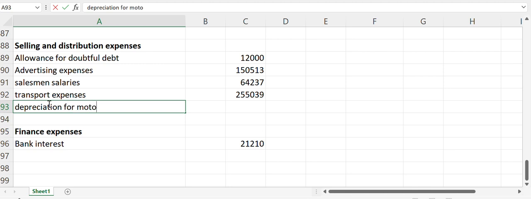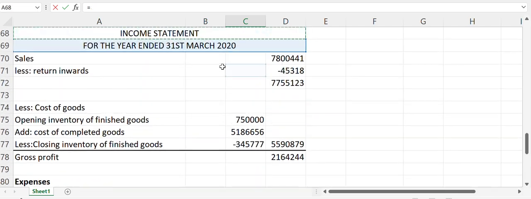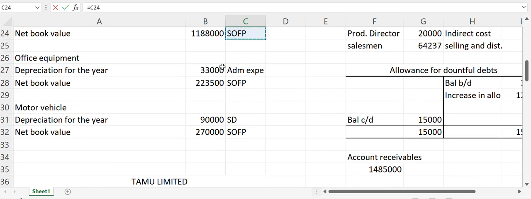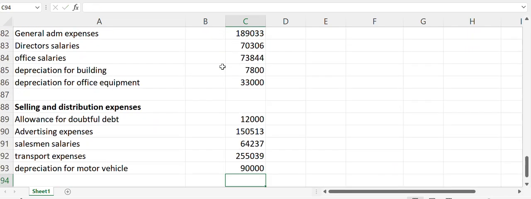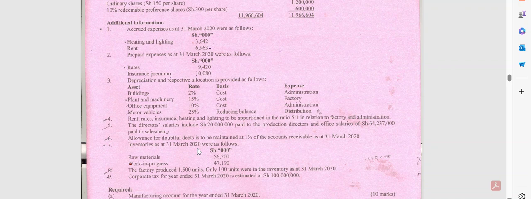Depreciation for motor vehicle. So depreciation for motor vehicle, go back. Yes. So I think we are done with those. Yes, so let us add the expenses.